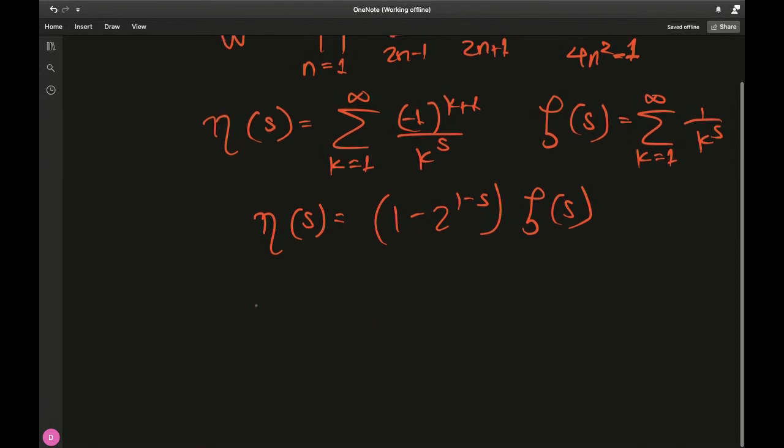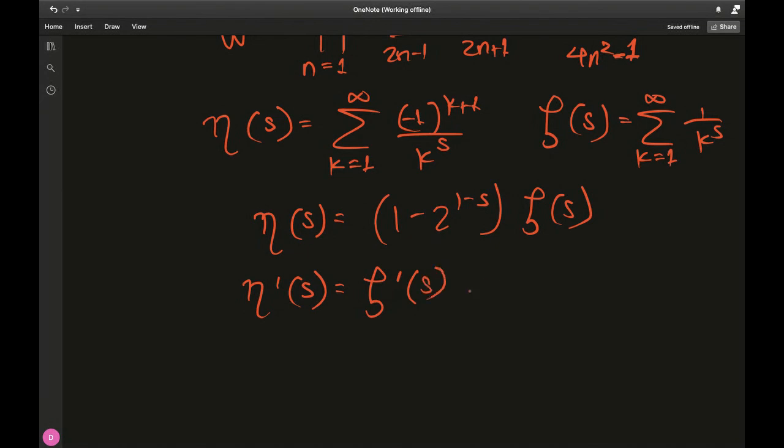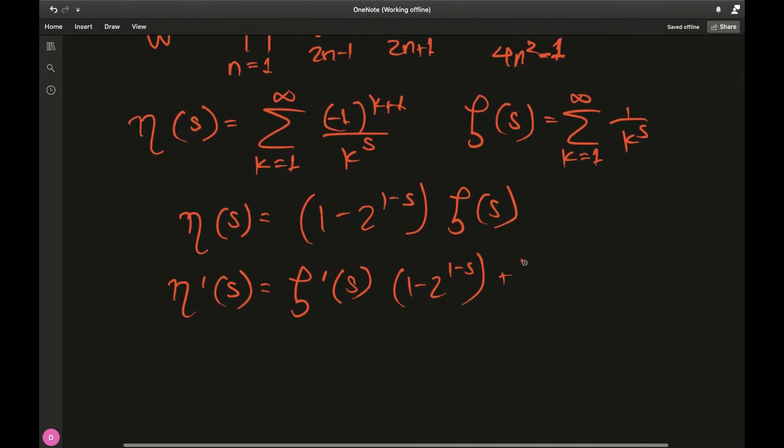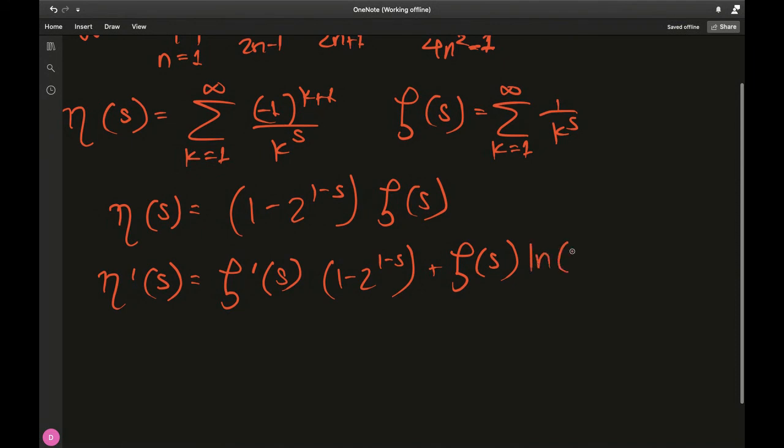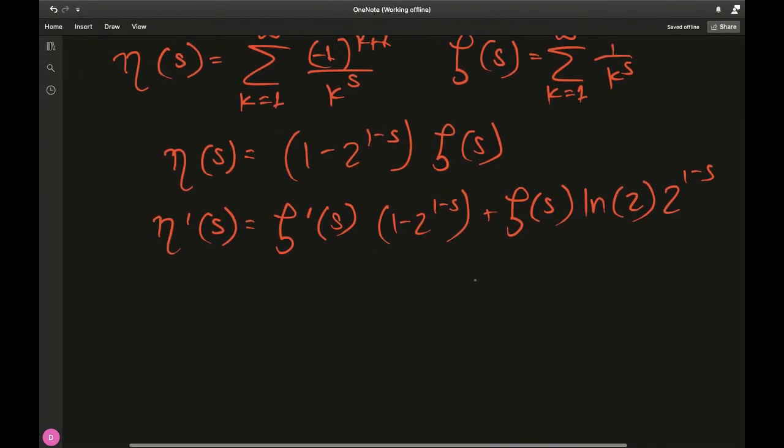Now I would like to differentiate with respect to the argument s. So we get, by the product rule, Riemann zeta prime of s times 1 minus 2 to the 1 minus s, plus Riemann zeta of s times natural log of 2, because of the exponential, times 2 to the 1 minus s. You can check this on a piece of paper. Pause the video if you want to do it yourself.